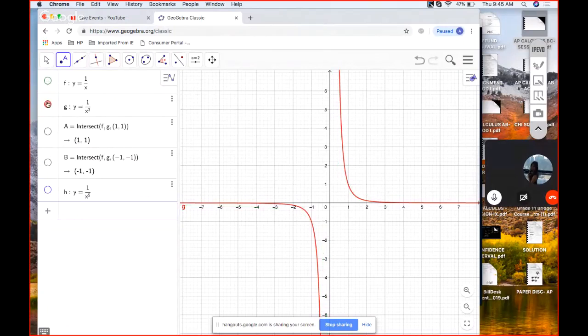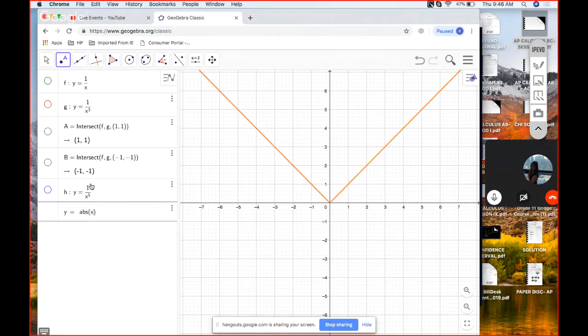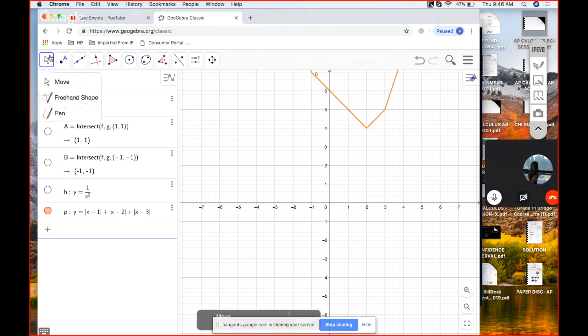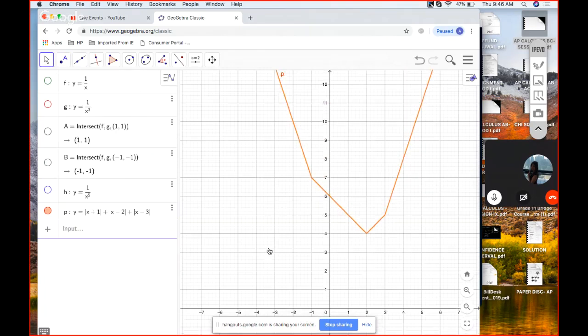In GeoGebra, the command for this is abs. Abs is for mod, absolute. So abs(x + 1) + abs(x - 2) + abs(x - 3). So it has 1, 2, 3, 4, like 4 different gradients.